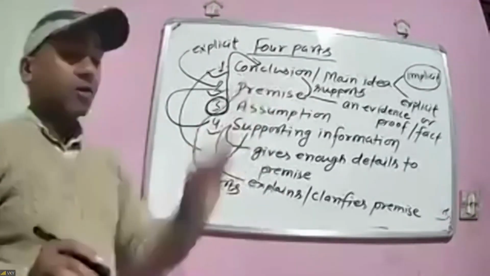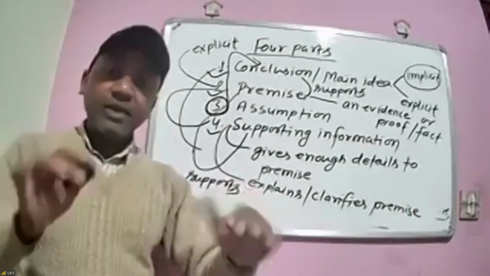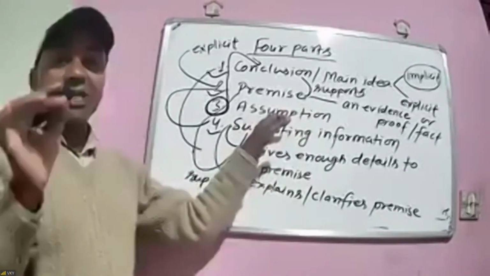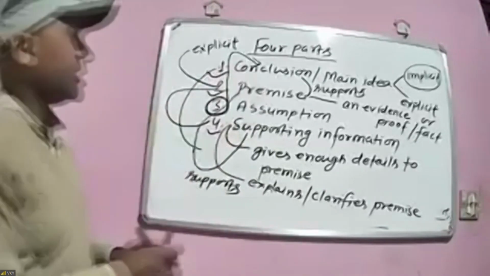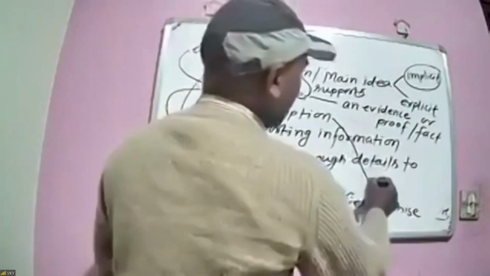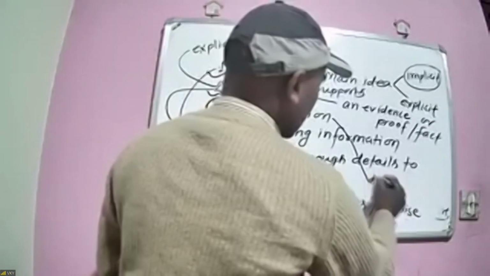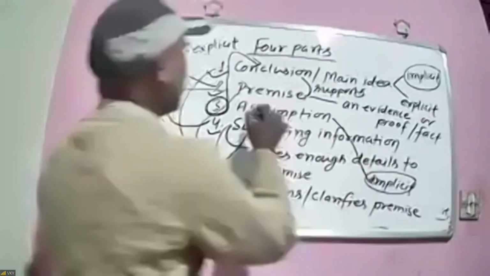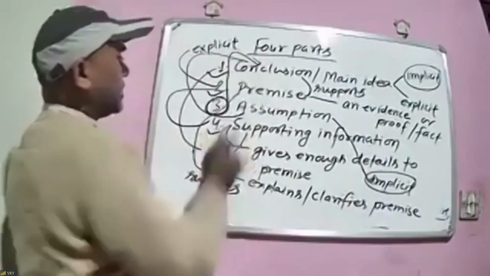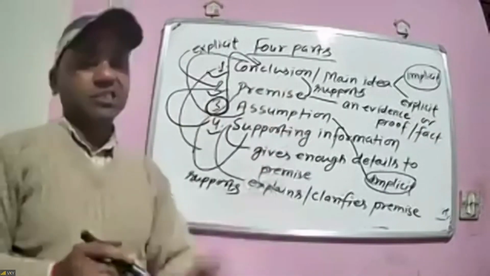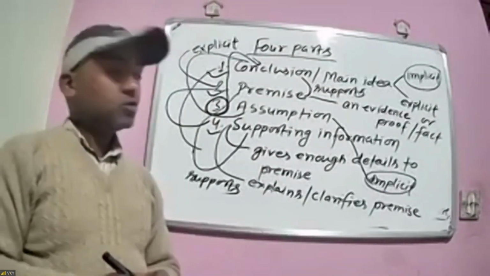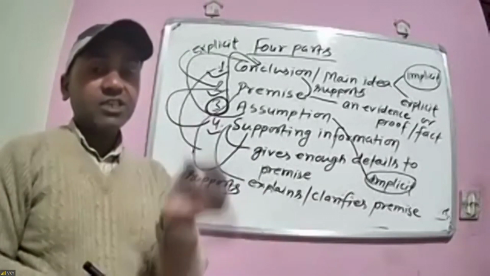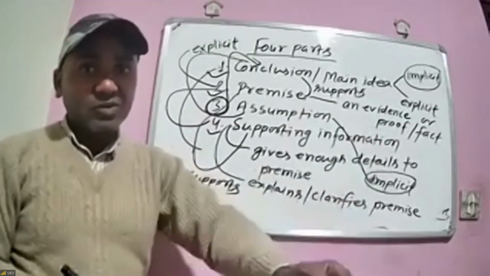So, in a conclusion, we find a gap, and in that gap, assumption logically fits. So, it is hidden. Assumption is implicit. You do not clearly see it, but it supports conclusion. So you can say it is extra evidence. It is an extra fact which lies in the conclusion, and that is hidden.